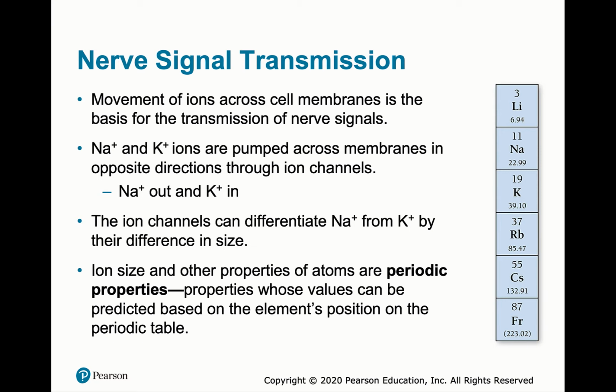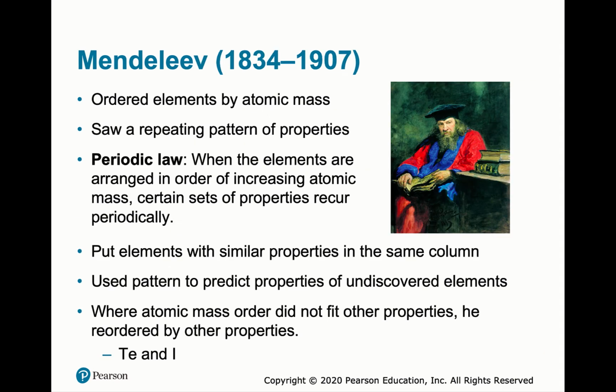So there is a trend, actually, as you move down the periodic table, that at least within a column, the size gets bigger, and that's an example of something called a periodic property. So we can predict properties, both chemical and physical, based off of elements' positions on the periodic table.